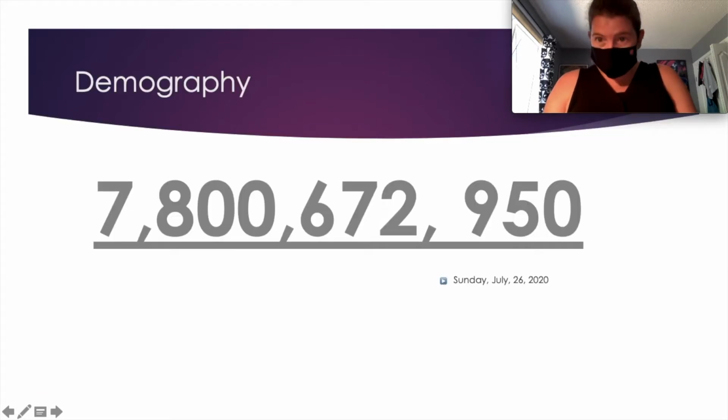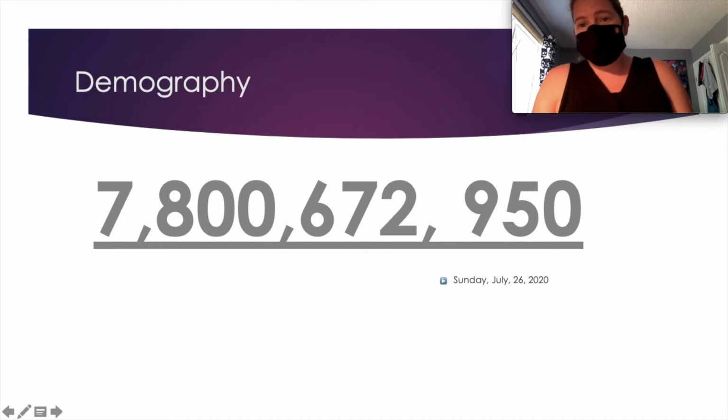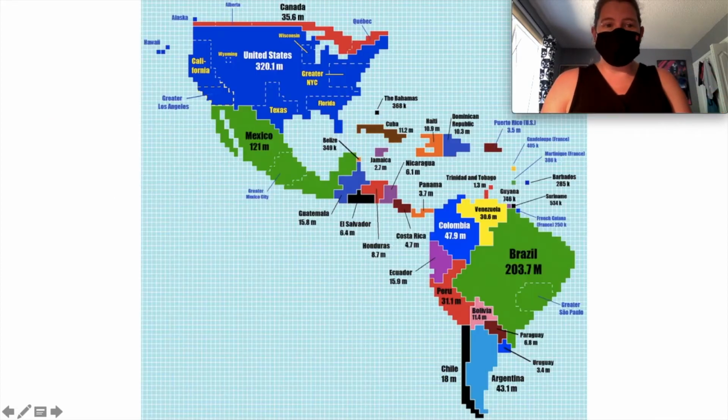As of today, the current population of the world is, I believe, 7,800,672,950, if I can read my numbers right. It's very hard, but that is constantly in flux and constantly changing. There's a website you can watch if you want, a population counter. You can actually watch it change up and down.